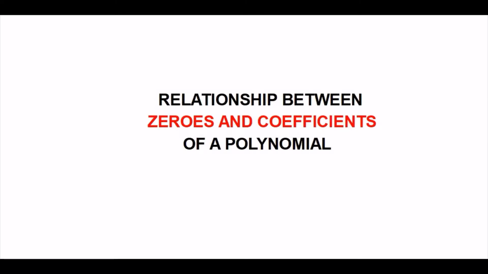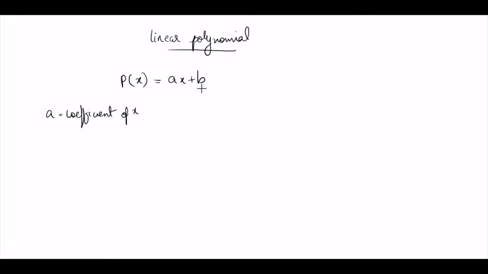Hi students, in today's class let's learn the relationship between zeros and coefficients of a polynomial. So let's start with the linear polynomial. You know p of x is equal to ax plus b is a linear polynomial because the highest power of x here is 1, and here a is the coefficient of x and b is the constant term. All these you have learned.